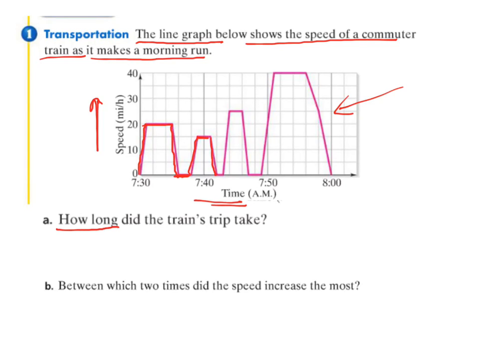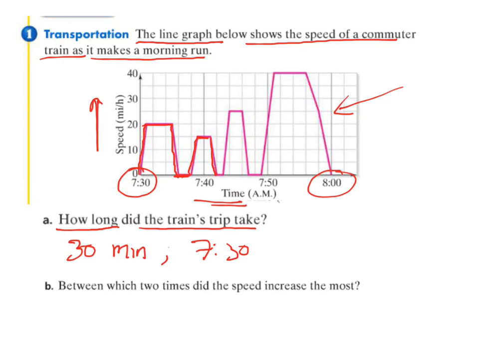How long did the train's trip take? The journey started at 7:30 and it ended at 8 o'clock. So how long did the trip take? The trip lasted for 30 minutes, right? Starting from 7:30 to 8 o'clock.